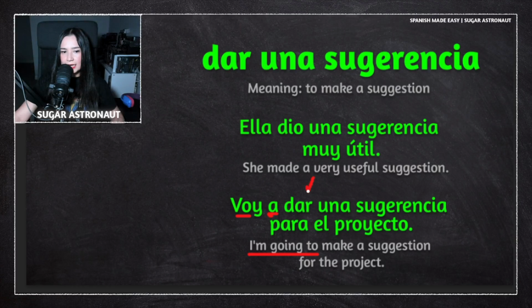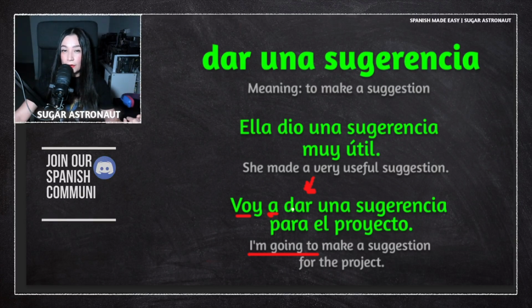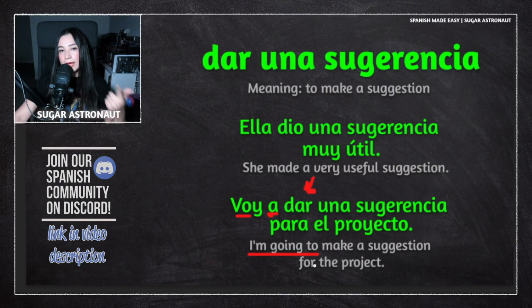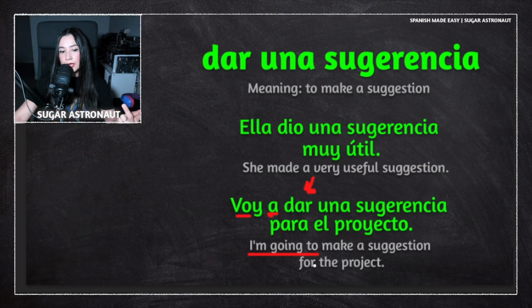You can add nouns. You can add verbs right after. But if you add any verb, it has to be in the infinitive form, so don't conjugate it. So you can say voy a caminar, I'm going to walk. Voy a dar, I'm going to give. Voy a comer, I'm going to eat. Voy a correr, I'm going to run. So keep that in mind.